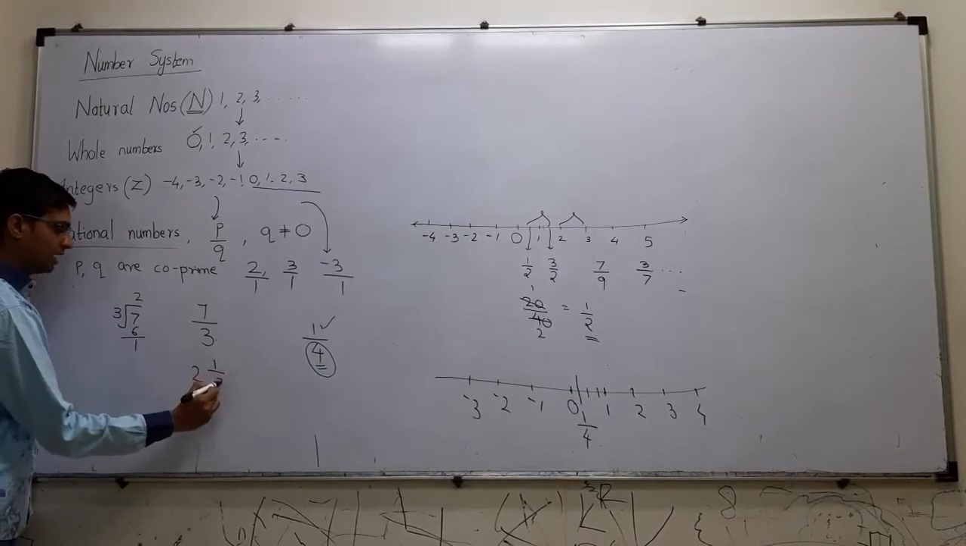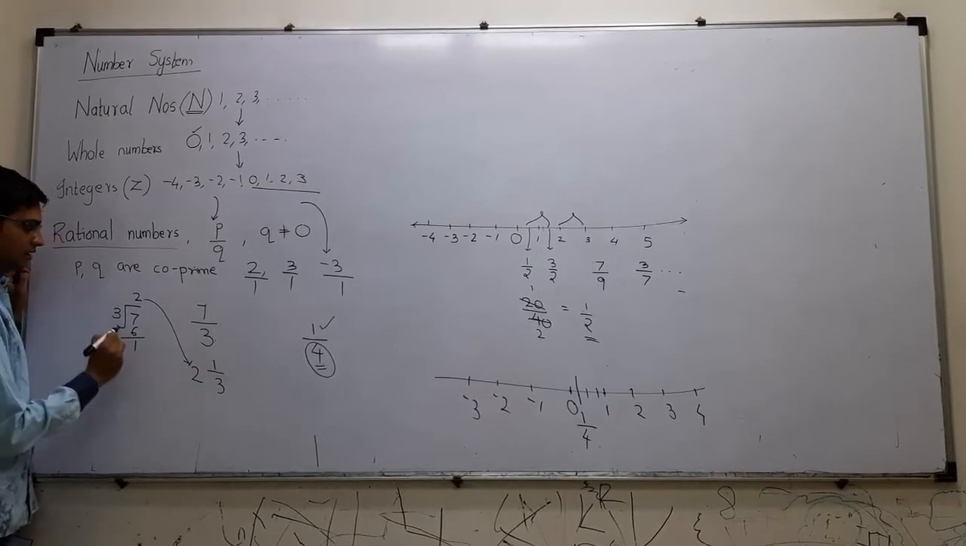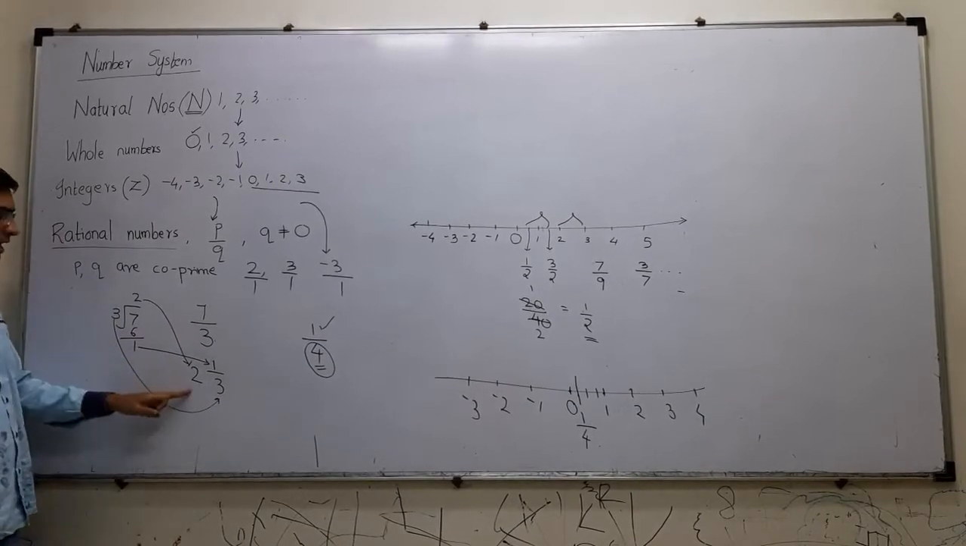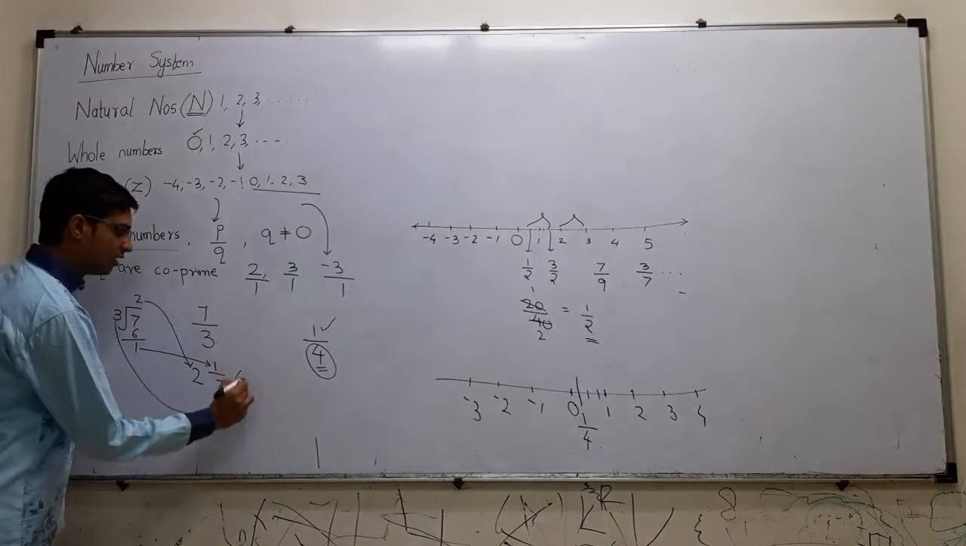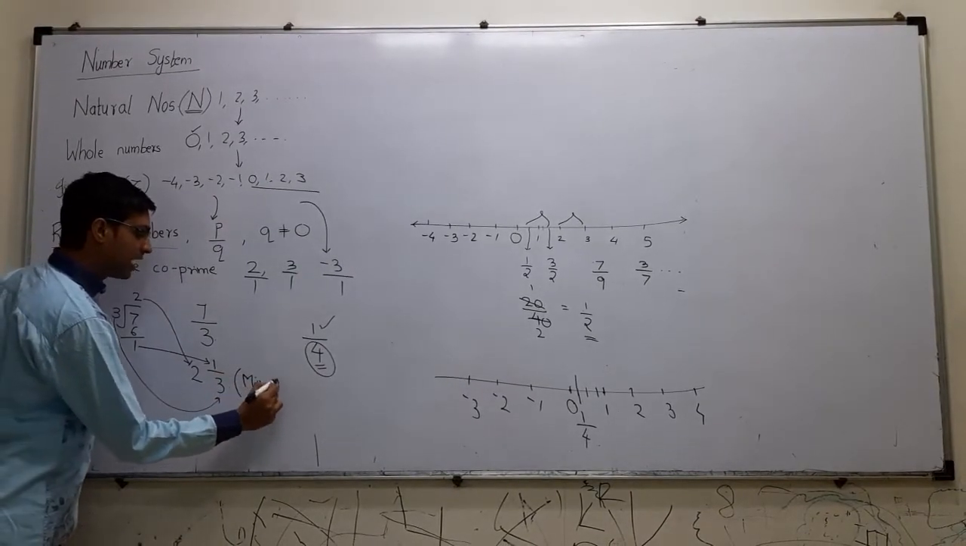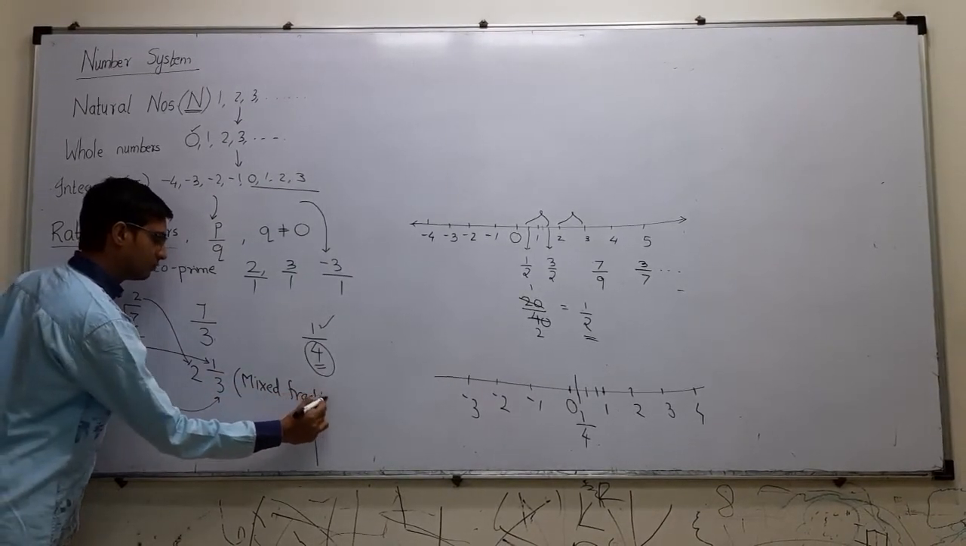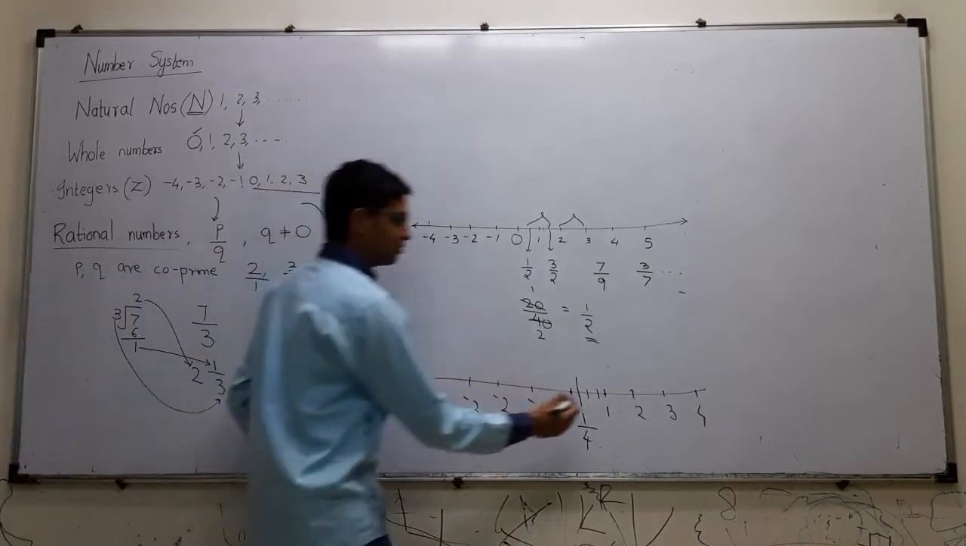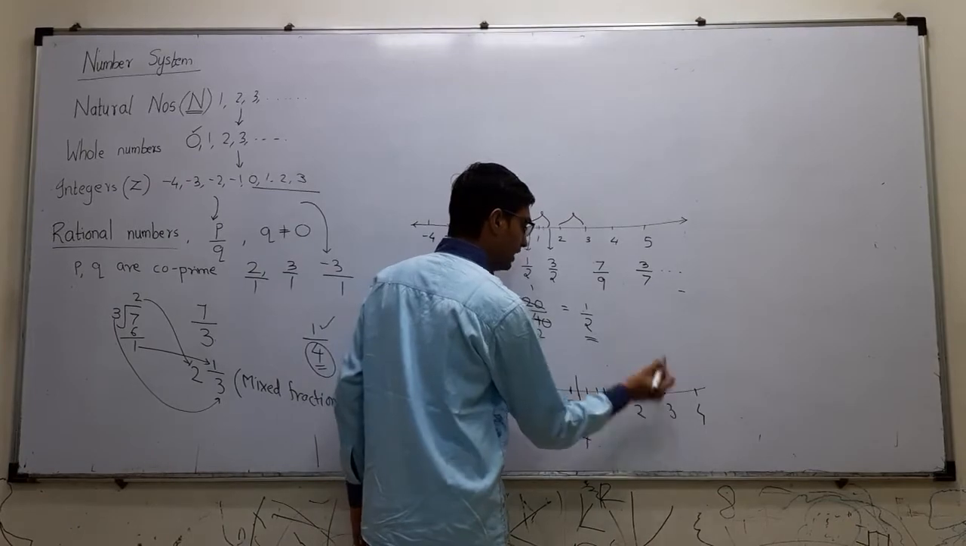We write the quotient over here, the divisor over here, and the remainder over here. So 2 1 by 3: I'll convert it into a mixed fraction. So now my answer will be between 2 and 3. So the number has to be marked between 2 and 3.